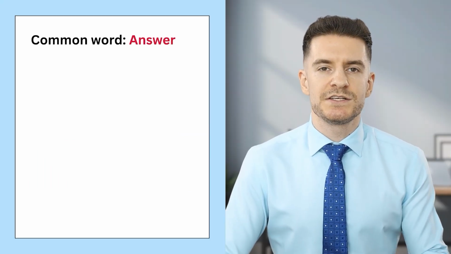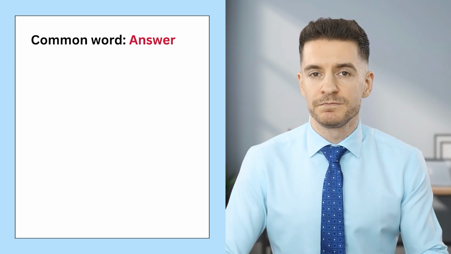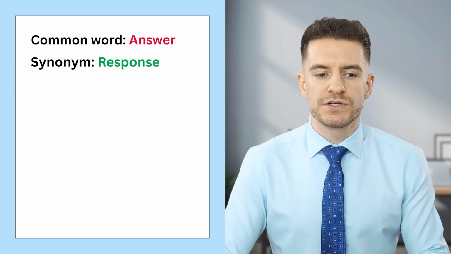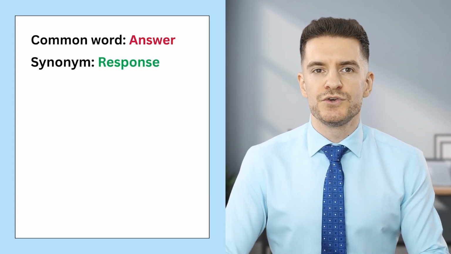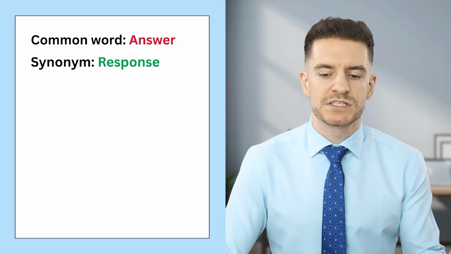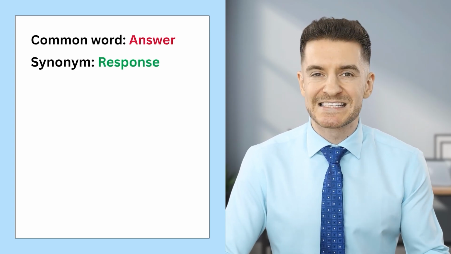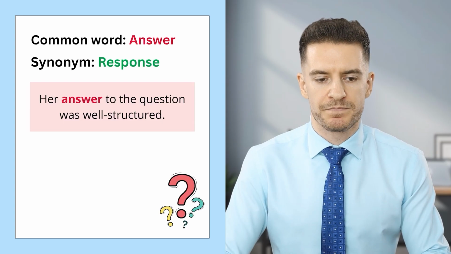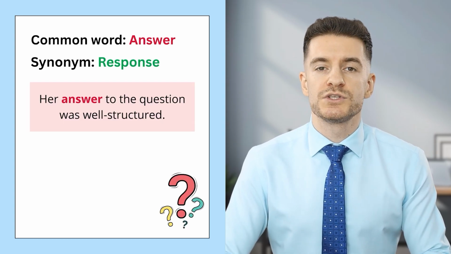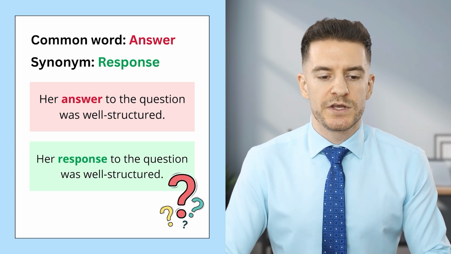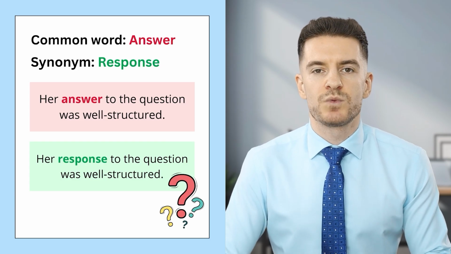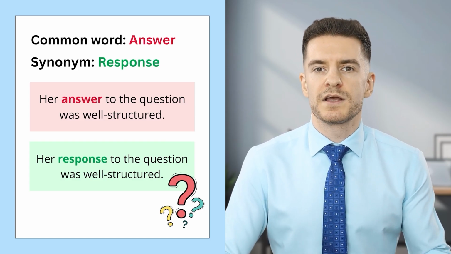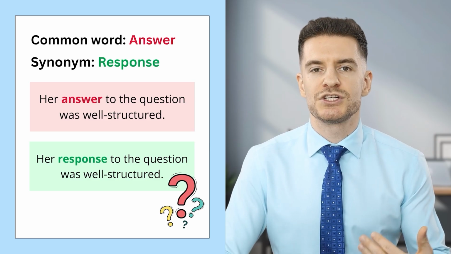Moving on to 27 now, which is answer. Now, this is when answer is used as a noun. So instead of saying answer, you could use the synonym response. Now, if answer is a verb, we could use respond as a synonym because respond is a verb, but response with the S is a noun. Her answer to the question was well structured. Well, no, instead of saying that, we could say her response to the question was well structured. Now, you could even use this one to talk about governments. For example, the government's response has not had much effect.